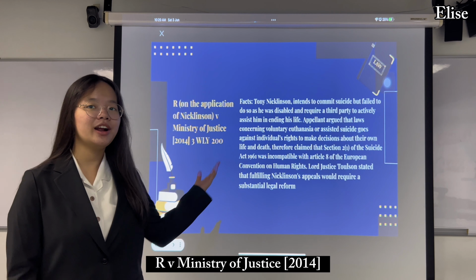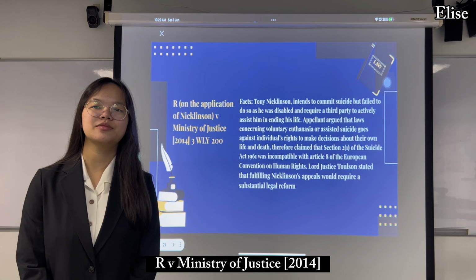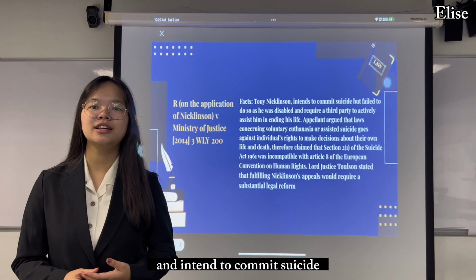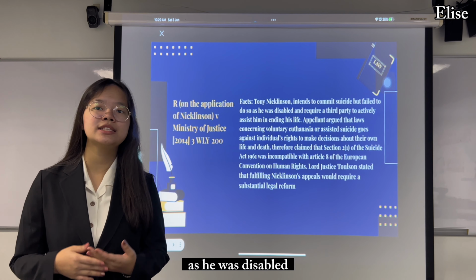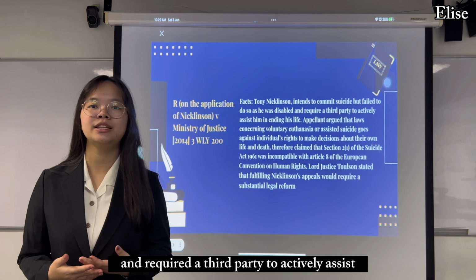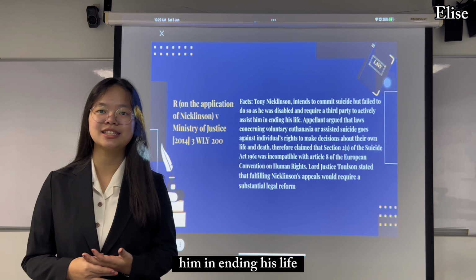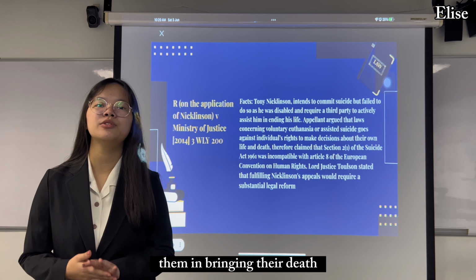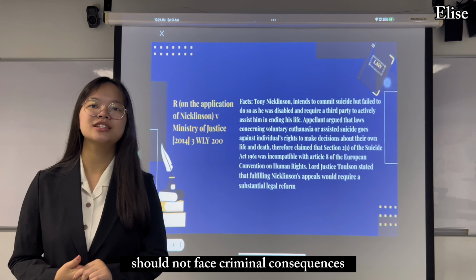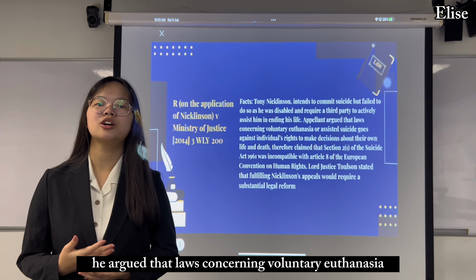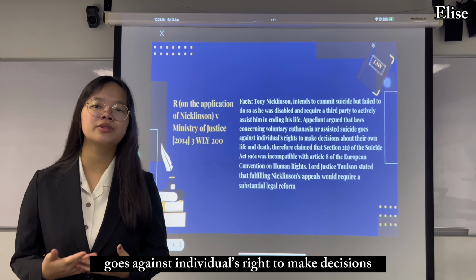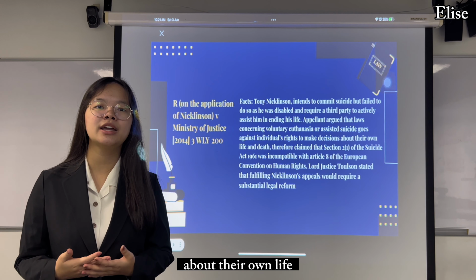But in the case of R against Ministry of Justice 2014, Tony Nicklinson, suffering from a neurological disorder, intended to commit suicide but failed to do so as he was disabled and required a third party to actively assist him in ending his life. The appellant argued that those who assisted in bringing about his death should not face criminal consequences. He argued that laws concerning voluntary euthanasia or assisted suicide go against individuals' right to make decisions about their own life and death.